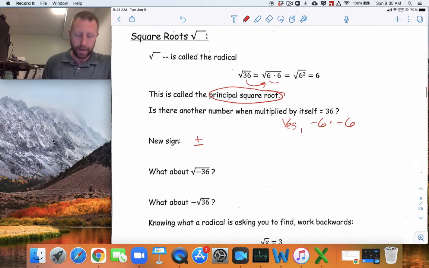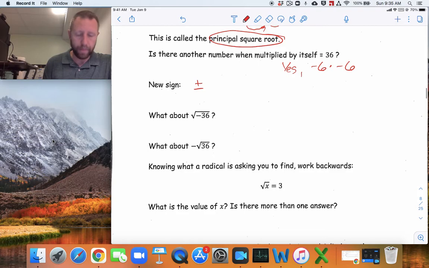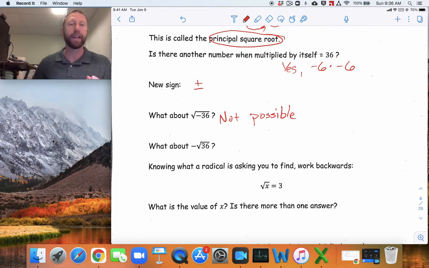The next question there says, what about the square root of negative 36? Well, you can't have a number multiplied by itself to equal a negative. So for this one, we're just going to go ahead and put not possible, right? A number multiplied by itself can't be negative because if it's negative, a negative times a negative is a positive. If it's positive, a positive times a positive is a positive. So there's no way to get that to equal a negative amount.